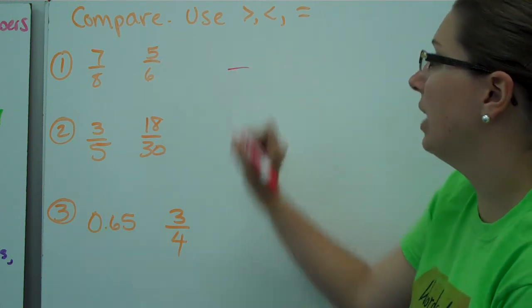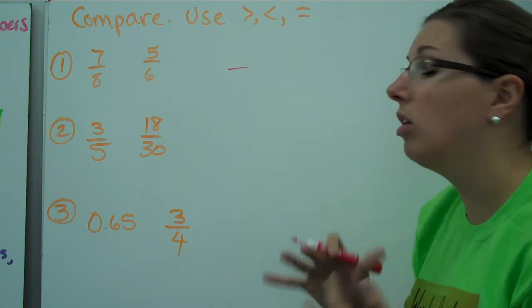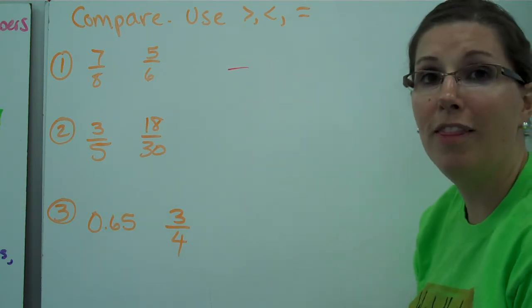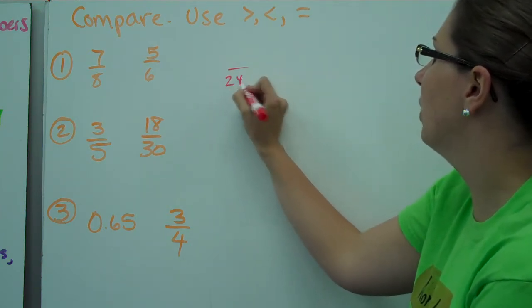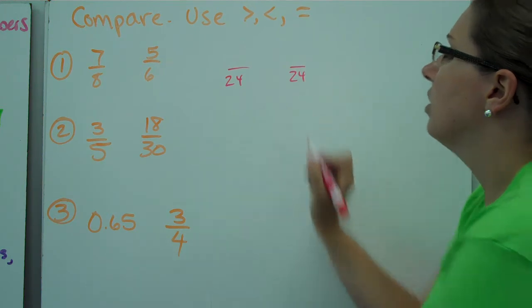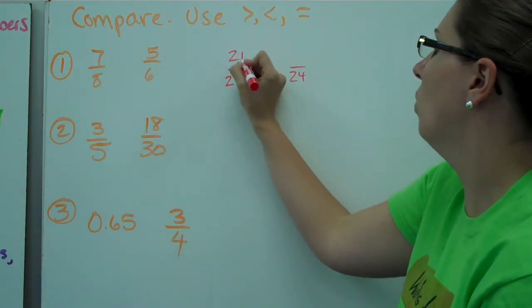Most people would think it'd be 48 because 8 times 6 is 48, but there's a smaller common denominator. That's why we call it the least common denominator. So like I said, 24. So 8 goes into 24 3 times. 3 times 7 is 21.